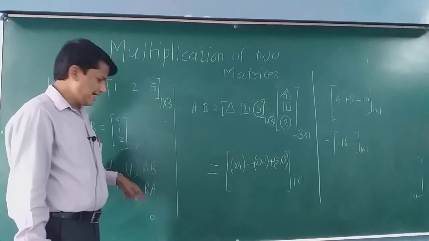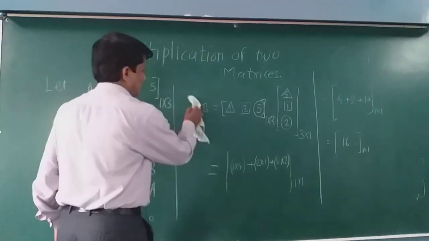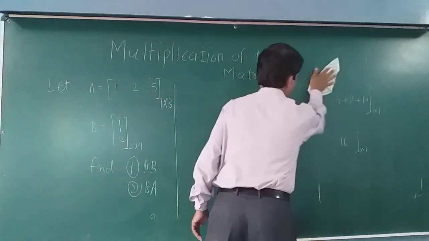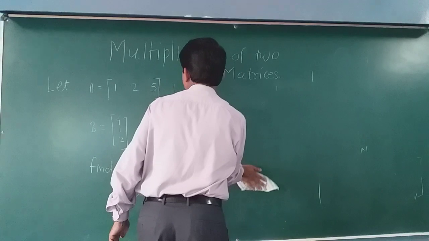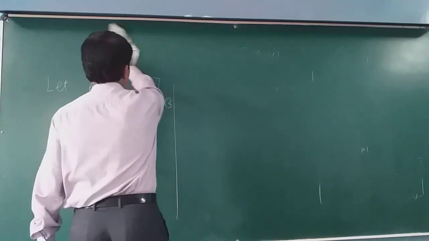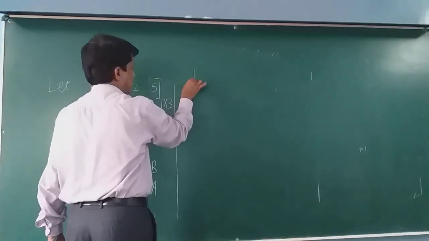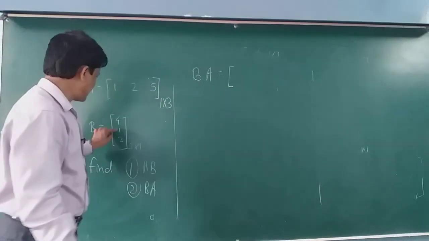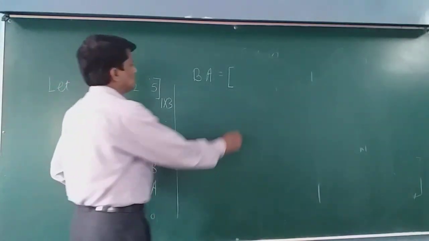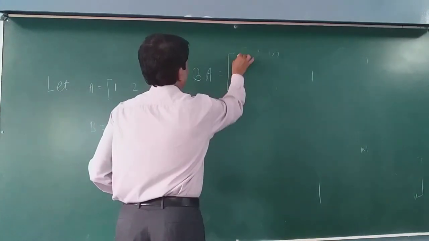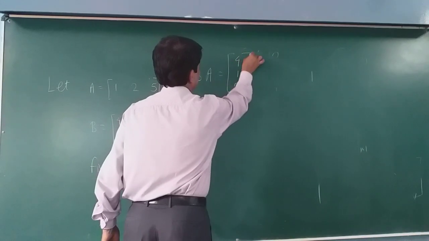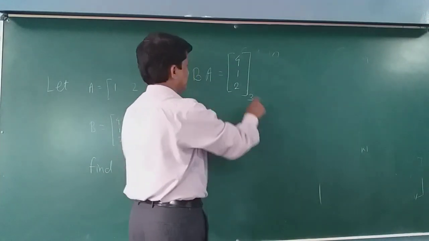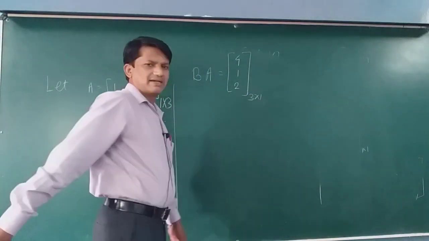Okay, now let us find the second product, BA. Is it possible to find the product BA? Let us discuss the product BA. First write the B matrix. B matrix is 4, 1, 2. This is a matrix having 3 rows and 1 column, so the order is 3 by 1.